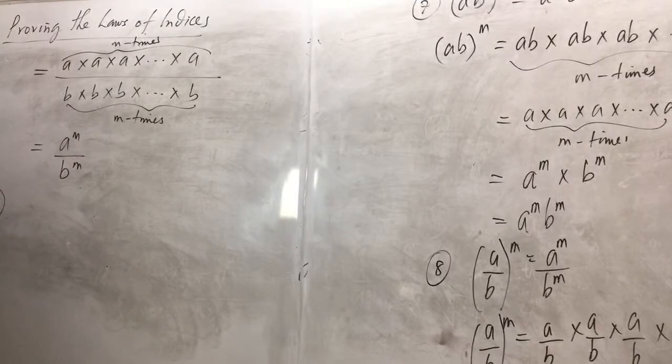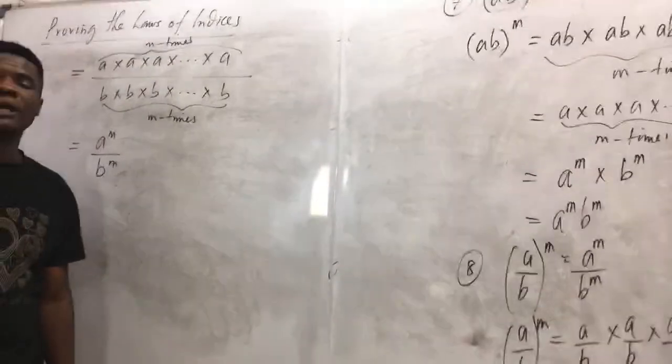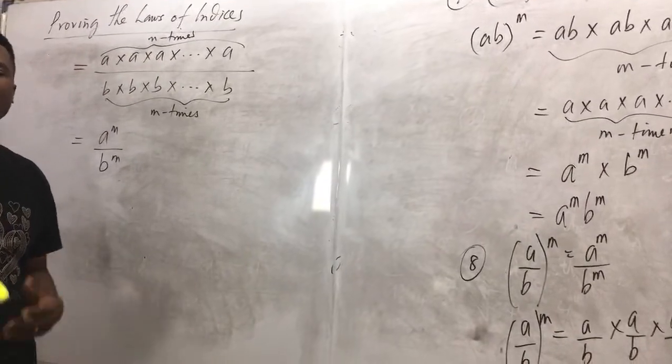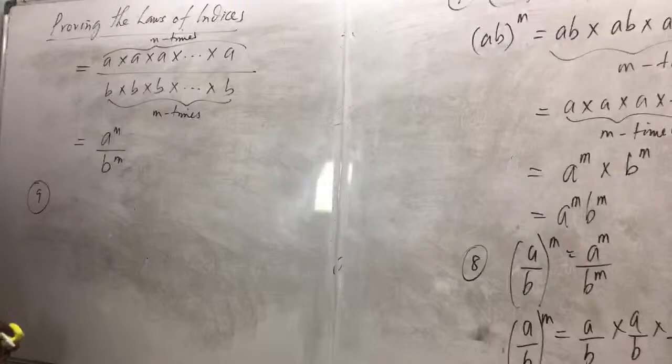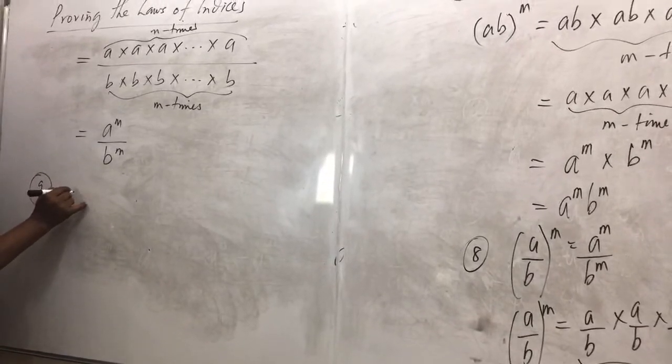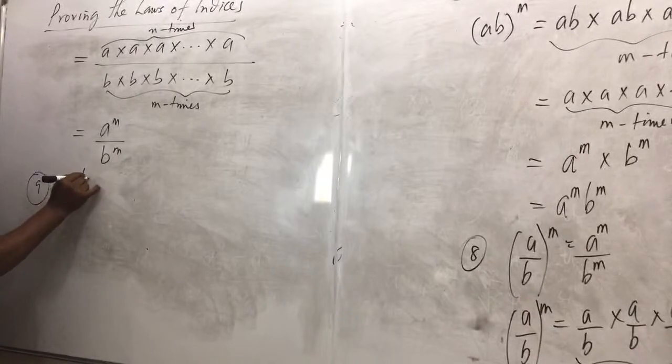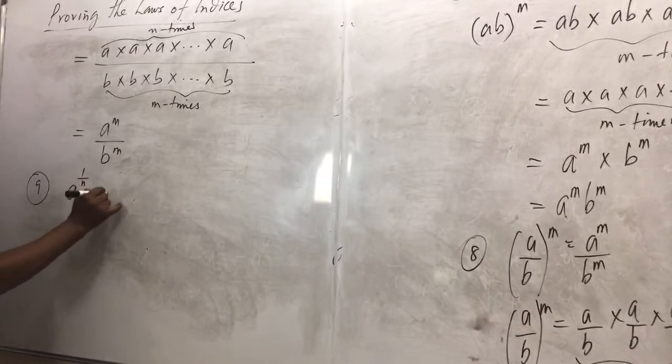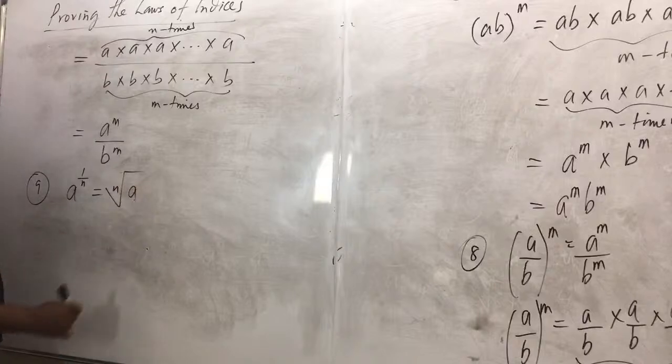Law number 9 and law number 10, I told you, are the laws of fractional index. The first variant of the law of fractional index is law number 9, which states that A raised to power 1 over n is equal to the nth root of A. Now, to prove this law, we use the inductive proof.